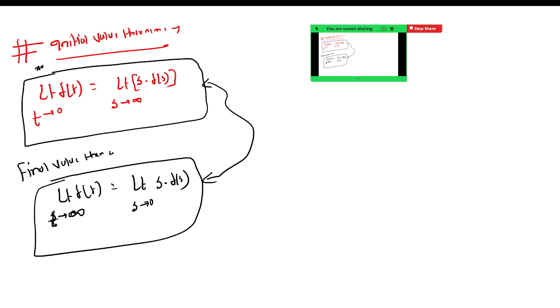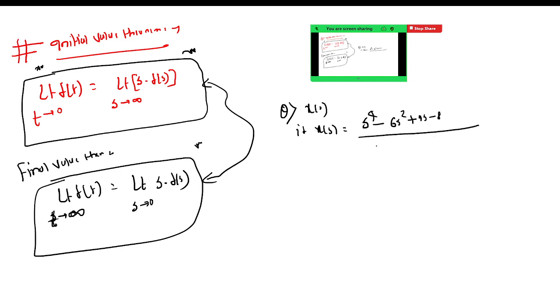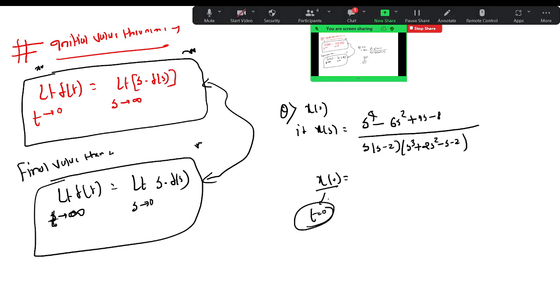Anyone has any doubt till now? So you only need to remember these two theorems, which are very important. Before moving forward, I'll give you a question and you have to solve it. Calculate x0 if Xs is given as (s^4 minus 6s^2 plus 9s minus 8) divided by s into (s minus 2)(s^3 plus 2s^2 minus s minus 2). Calculate the value of x0, that is, at t equals 0.